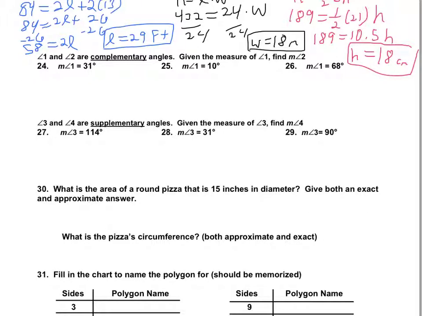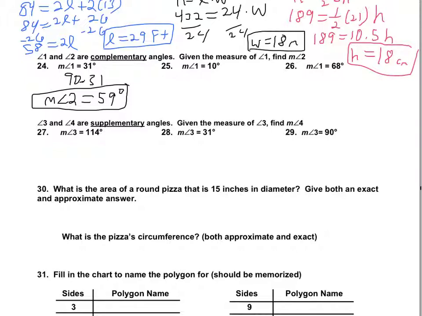Okay, the next three problems are talking about complementary angles, and the thing to know about complementary angles is that complementary angles add up to 90 degrees. So if angle 1's 31, what's the other angle that would be complementary with it? You can just do 90 minus 31, and we're calling this other angle angle 2, and that equals 59 degrees. That would be the complement.